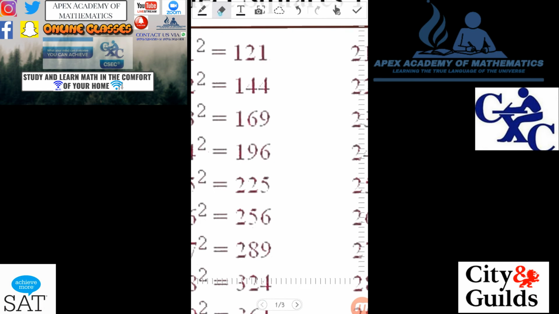So we know that 256 is actually equal to 16 squared. That's equal to 256, but we know that 16 is also a squared number, so this is actually equal to 4 times 4. And that's of course equal to 16 squared, which is equal to 256. Okay, so 256.